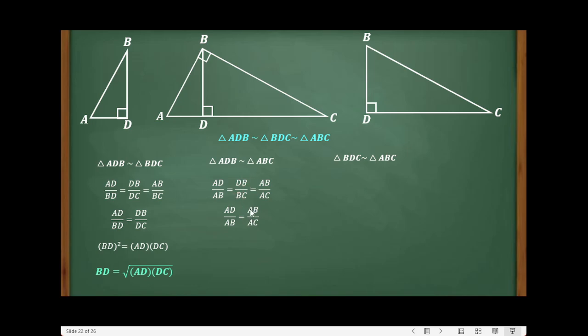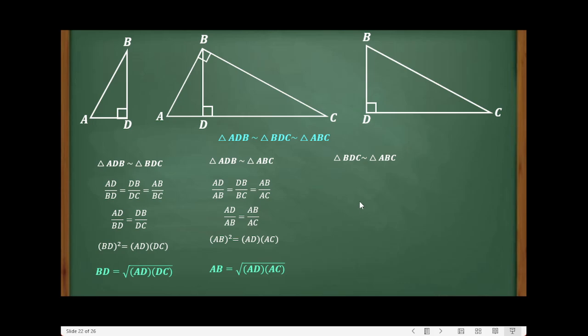Then, just like what we did on this part, we solve for that common segment. So we again do the cross product method and take the square root of both sides, so that the length of segment AB is actually the square root of the product of the lengths of segment AD and segment AC.